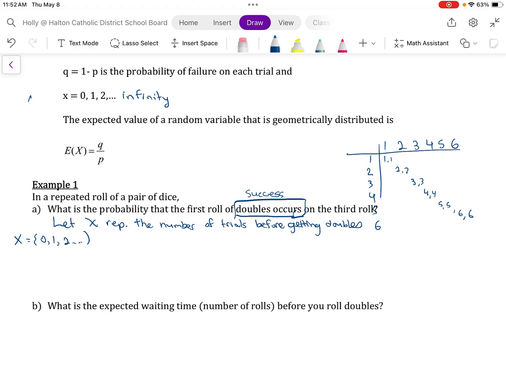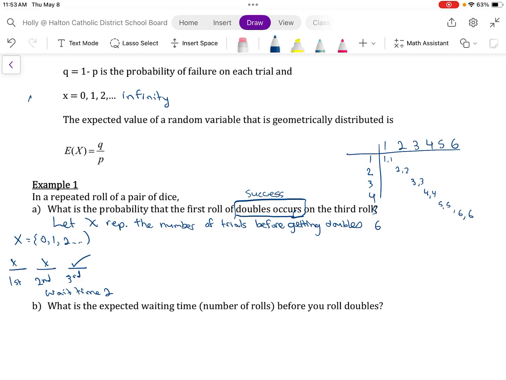What is the probability that the first roll of doubles occurs on the third roll? So I basically am looking for first, second, third. I want it to occur here. This is the first roll, doesn't happen. Second, doesn't happen. And the roll of doubles happens on the third. So it's pretty specific. So we want success to happen on the third roll. We're looking for our wait time. So our wait time here is basically 2.